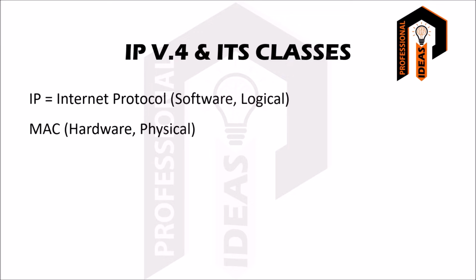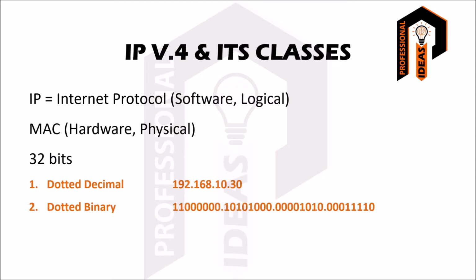Version 4 of an IP address consists of 32 bits. These bits are divided into 4 octets, which means 8 bits each, separated by a dot. It can be written in 3 ways. Number 1, dotted decimal. Number 2, dotted binary. And number 3, dotted hexadecimal.